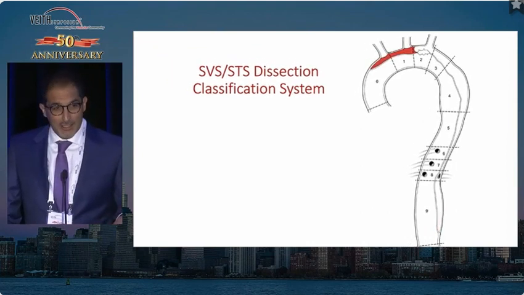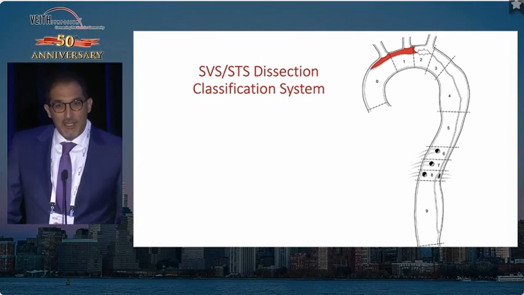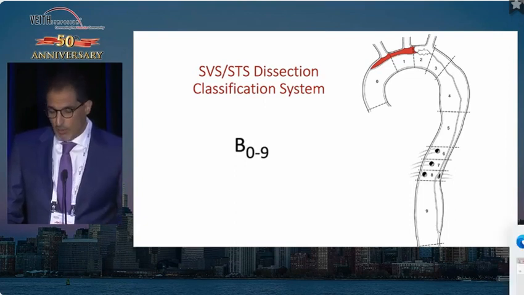Now, how about this? I'll throw you a curveball. So here you have a dissection where the entry tear is not in zone 0. It originated as a B. Therefore, it is a type B dissection with retrograde extent into zone 0. So it's still a type B dissection, but this is a B09. So at least we're true to where the dissection originated, and then you could tell where the pathology has propagated.